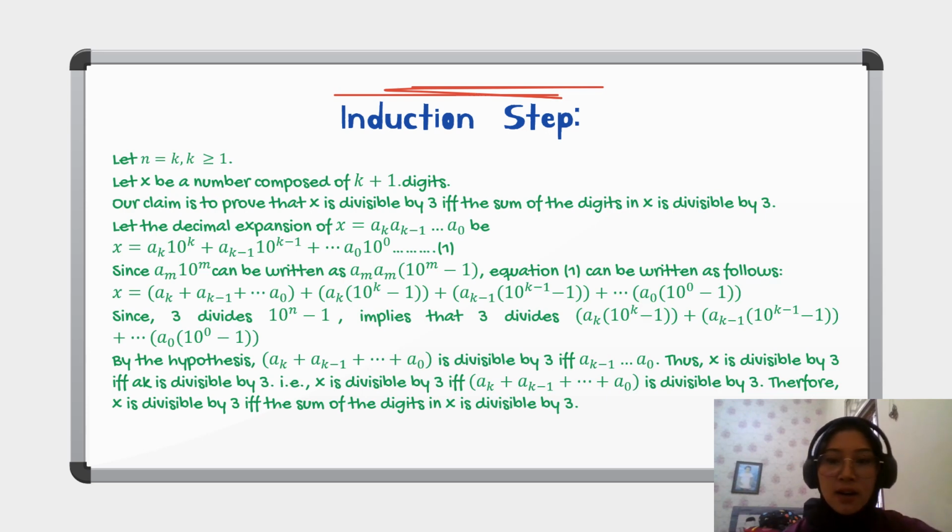In other words, x is divisible by 3 if and only if a_k plus a_(k-1) until plus a_0 is divisible by 3. Therefore, x is divisible by 3 if and only if the sum of the digits in x is divisible by 3.